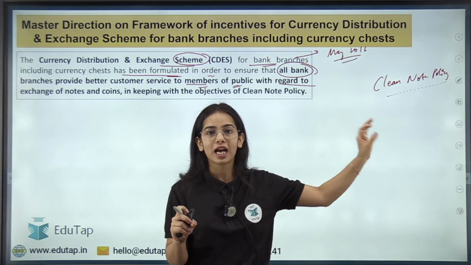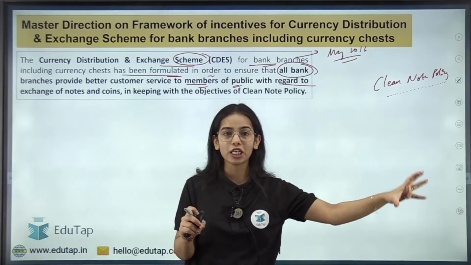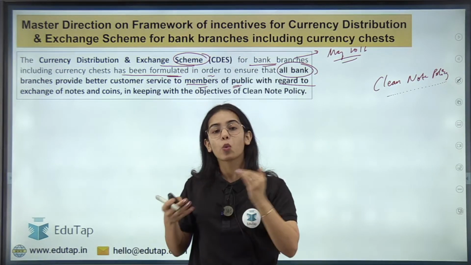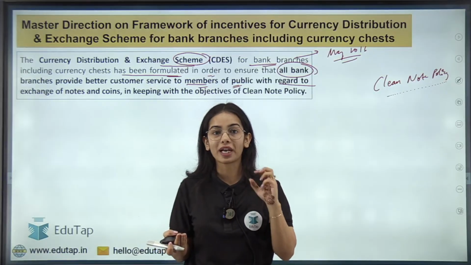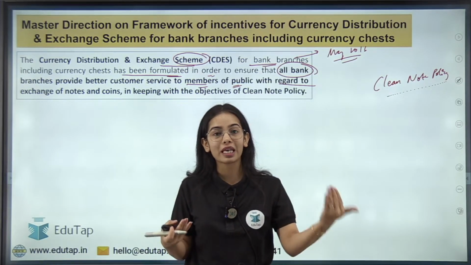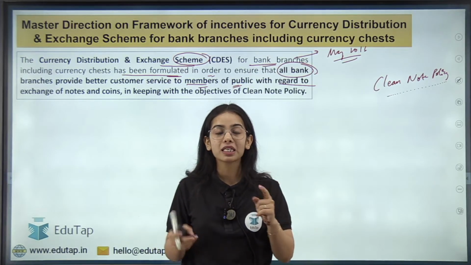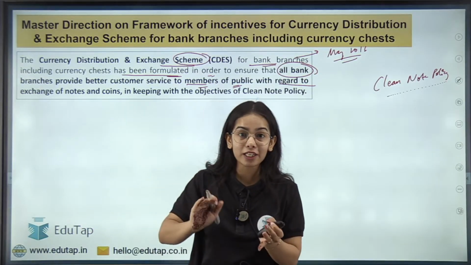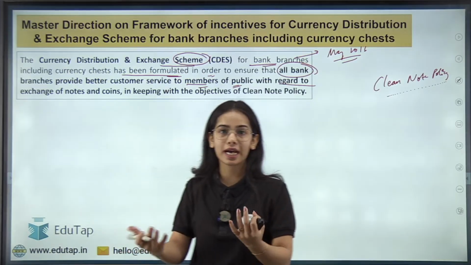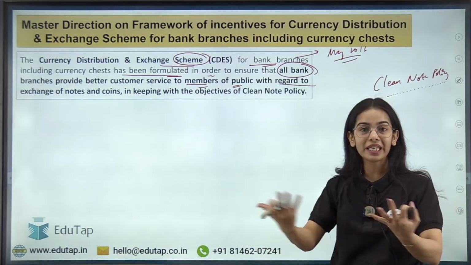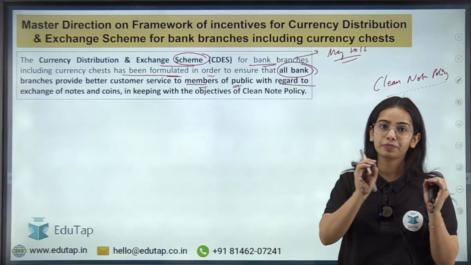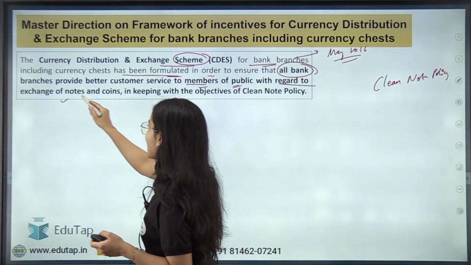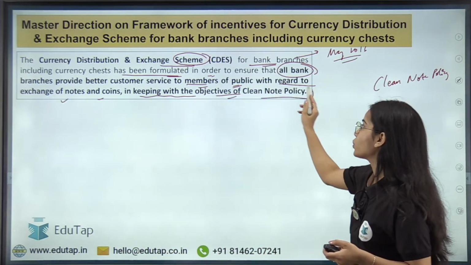So under the clean note policy, the RBI wants members of the public to exchange their bad, soiled notes with the banks. Now why will the banks be happy to take the bad notes from the public? Because the bank branches can exchange those bad notes with the RBI, and they can also get some incentive for exchanging the soiled notes. So this is the idea: the public can get better customer service from the bank branches in terms of exchange of notes and coins, in keeping with the objective of the clean note policy of the RBI.